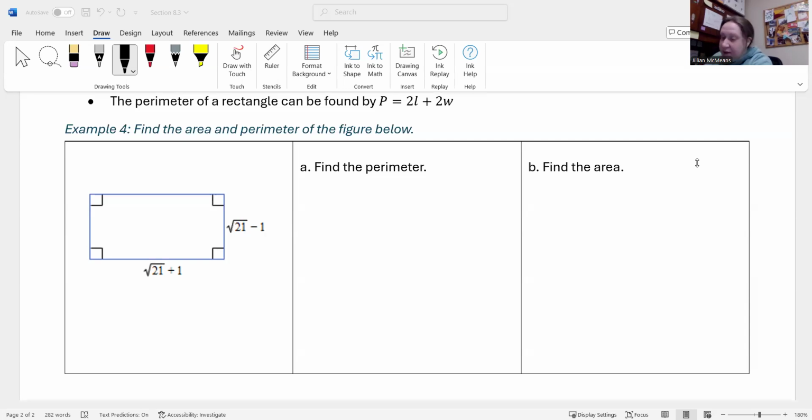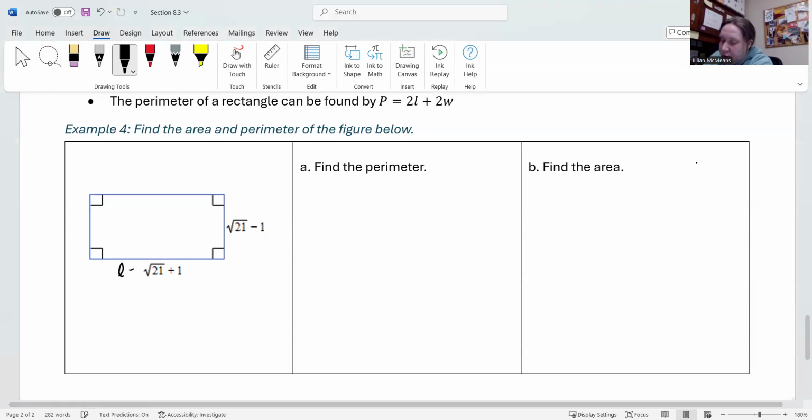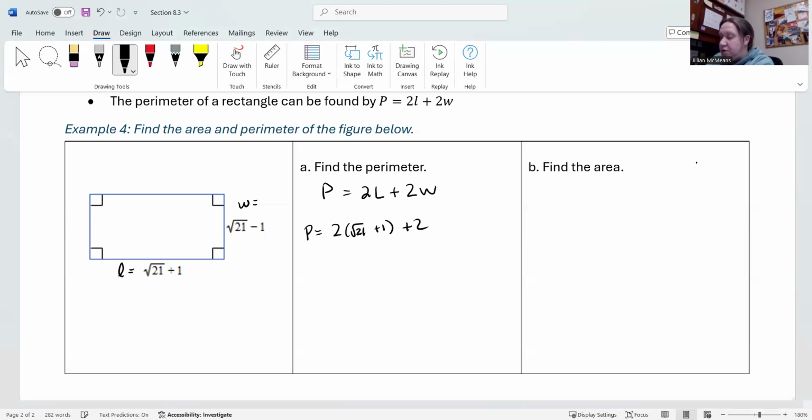So in this case, we have the length of a rectangle and the width of a rectangle. And we're told to find the area and then find the perimeter. So we're going to find the perimeter first. So remember, perimeter, that's just the distance around the rectangle. Well, that's going to be 2 times your length plus 2 times your width. Well, our length is the square root of 21 plus 1, plus 2 times the width, which is the square root of 21 minus 1. So thank goodness we just learned how to multiply radicals, huh?